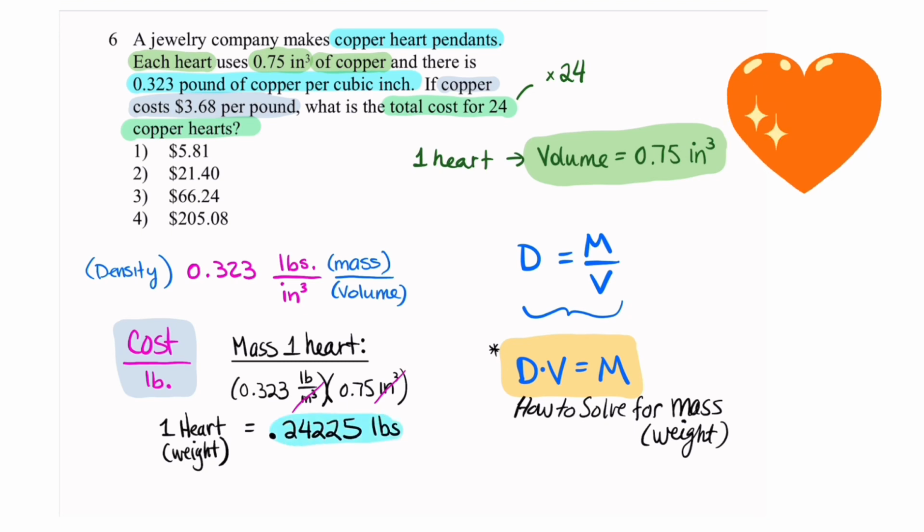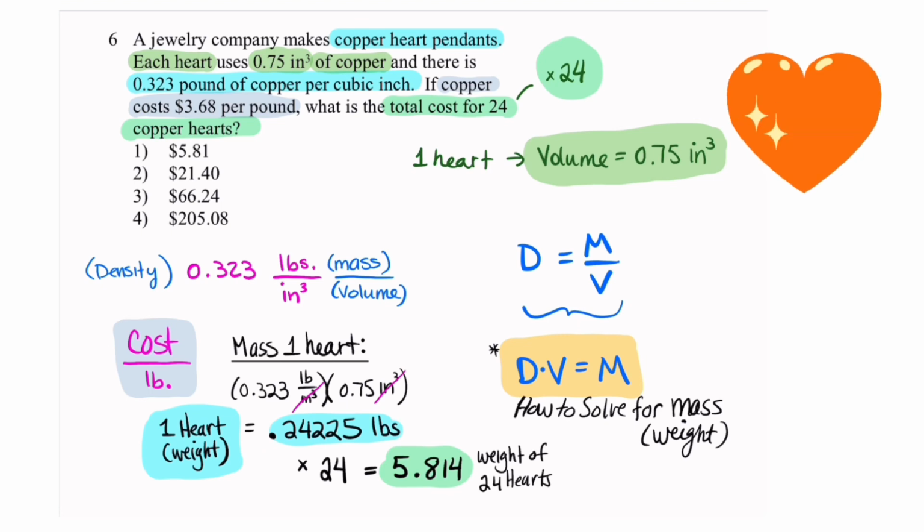Okay, so that's the weight of one heart. We want the weight of 24 hearts. So we'll just take this value and multiply it in our calculator by 24. And that gives us 5.814 pounds for 24 of those hearts. The weight of 24 hearts.